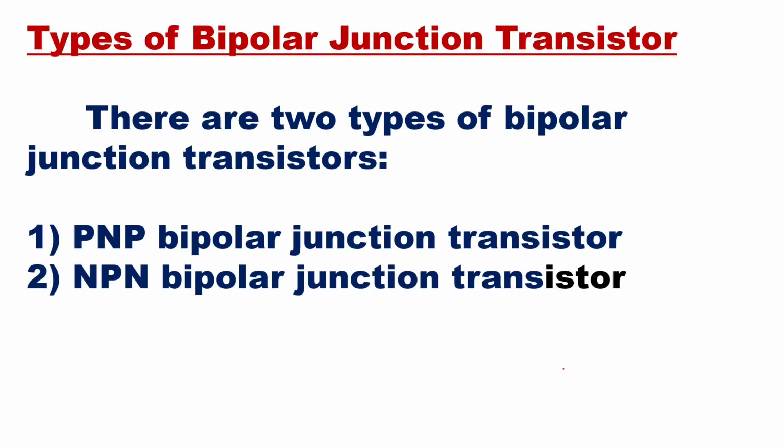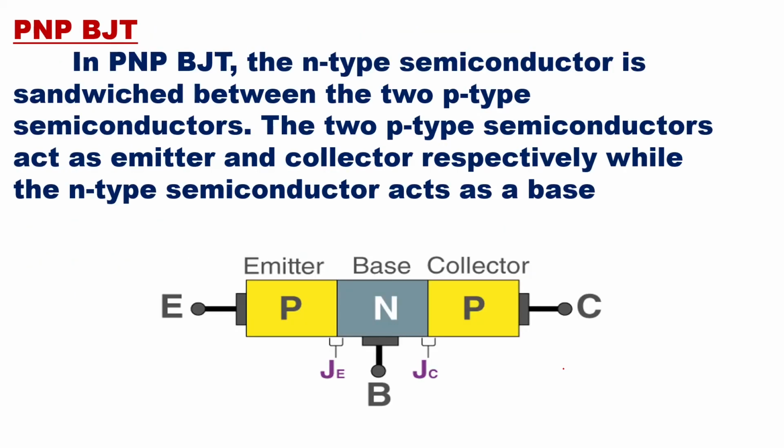Then we'll see what the types of bipolar junction transistor are. There are two types. One is PNP BJT and one is NPN BJT, as I've shown you earlier. So what is this PNP BJT? As I've told you, in that the N-type semiconductor will be sandwiched between two P-type semiconductors. So here in the definition, in PNP BJT, the N-type semiconductor, whatever you're seeing here, this is the N-type semiconductor.